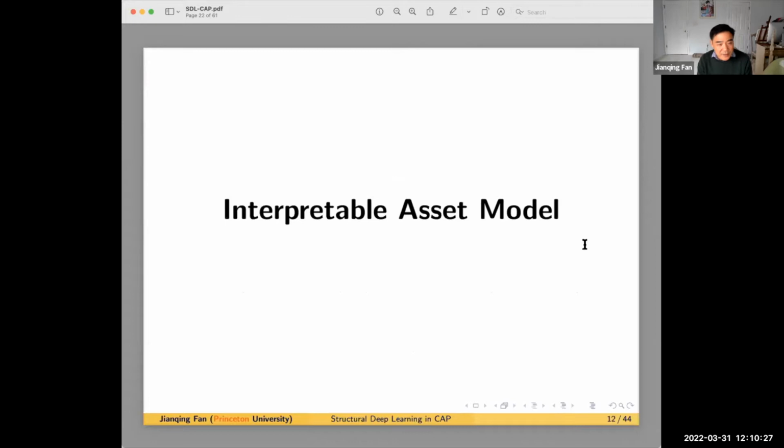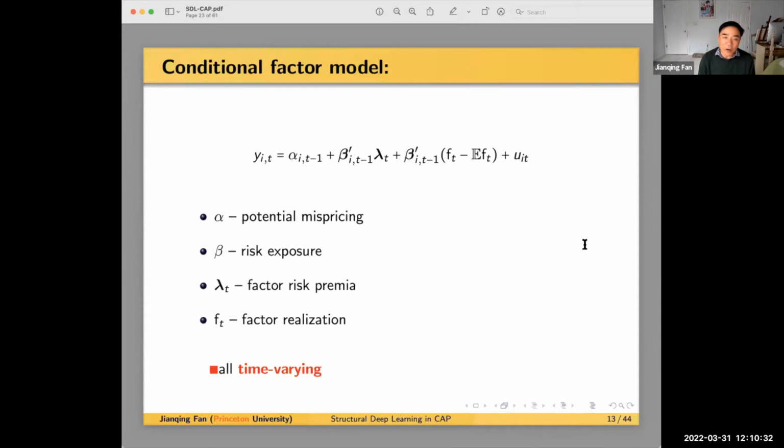So this is the model, the standard factor pricing model. The return of individual asset i at time t equals a pricing error, right? And then there is a market beta and market risk premium, and then this is the factor loading on this. Each of these components is allowed to be time-varying. So this is the standard pricing model.